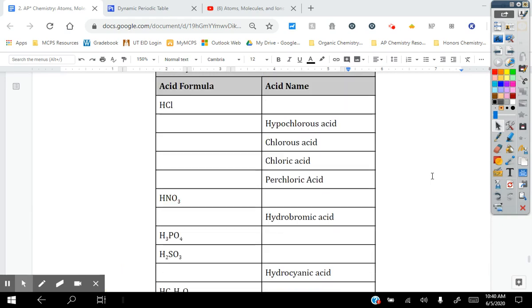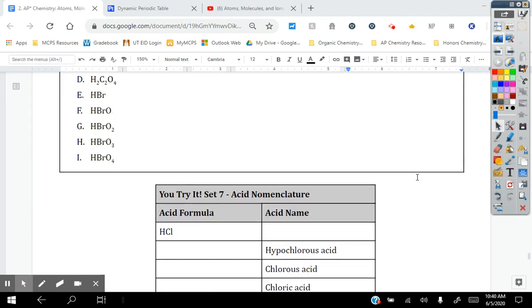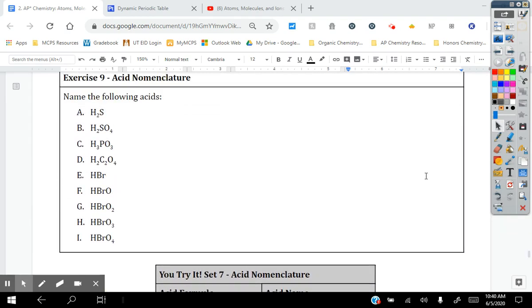And that is the end of this lesson. I know it ran a little long, but it was important to cover through all of our nomenclature. Make sure you check your answers after completing the assignment.